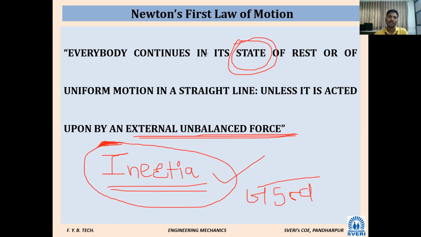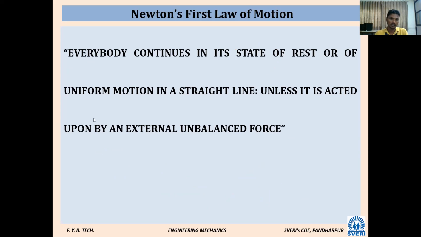So everybody, that's why it is written. So once again you read carefully this statement. Every body continues in its state of rest or of uniform motion, unless it is acted upon by external unbalanced force. Okay. And what does it define? या फर्स्ट लॉ मधून आपण काय डिफाइन करतो? इनर्शिया. For multiple choice questions it is important to know which property of the body can be defined in Newton's first law of motion.